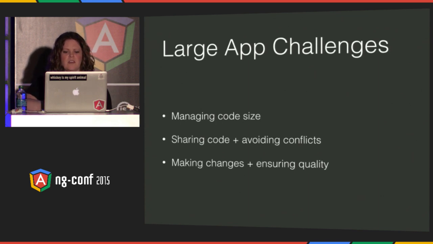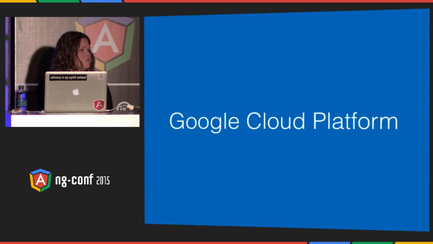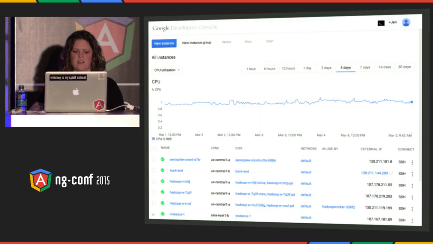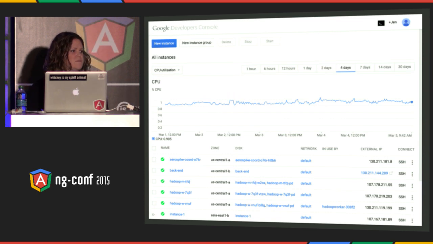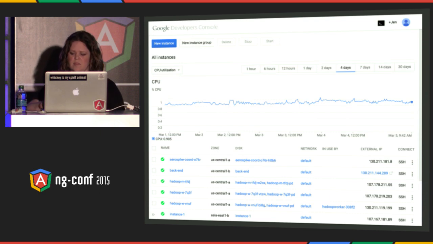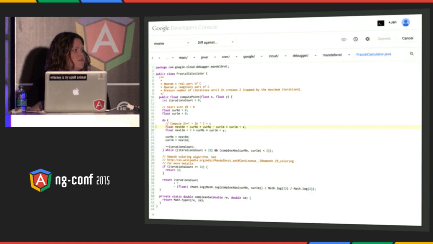So just to give you a little bit of context about our application, I work on the Google Cloud Platform, which is a unified web console for cloud development. And that includes things like logging and monitoring. It also includes resource management. So for example, if you wanted to spin up or shut down a VM or work with a database. And it also includes a number of interactive features like code editing and debugging.